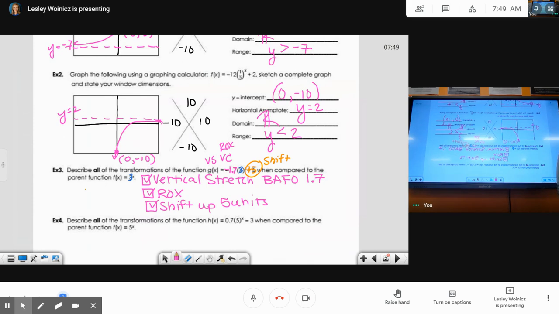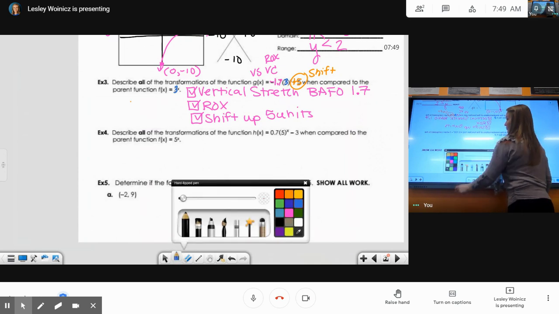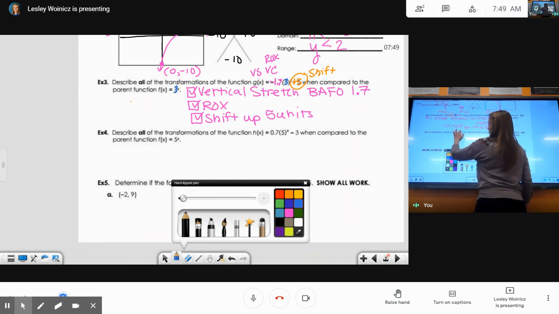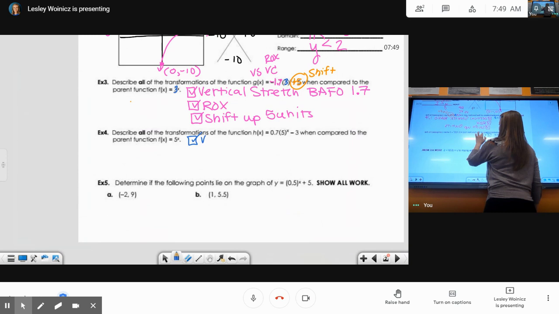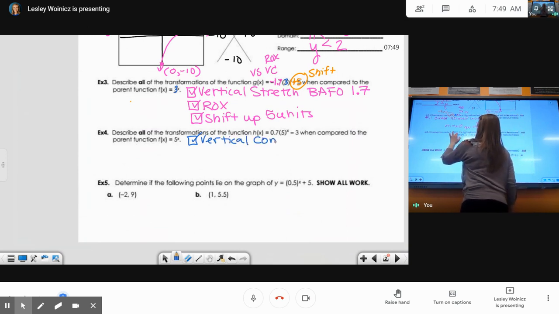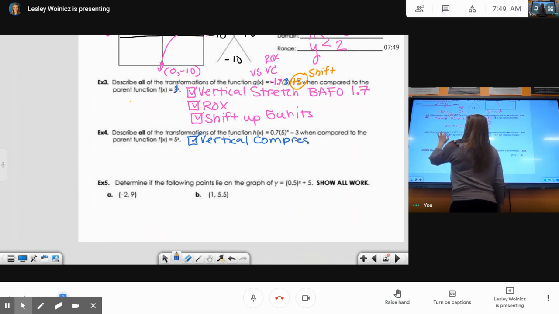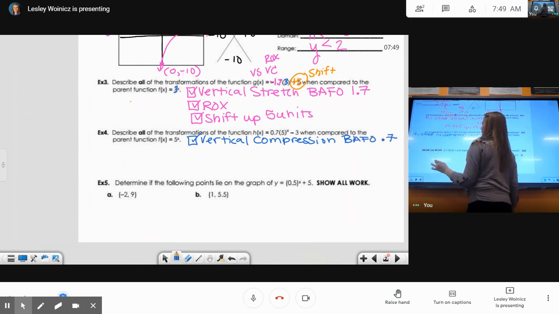That's it. Okay, number 4. Oh, here, I was just talking about 0.7. So because we have 0.7, that's going to be a vertical compression by a factor of 0.7.